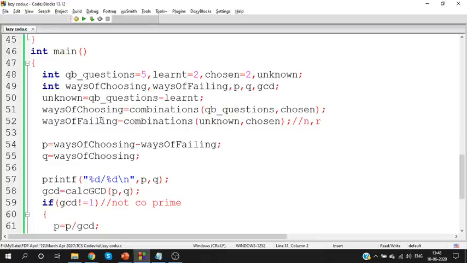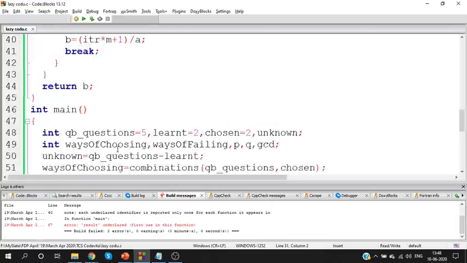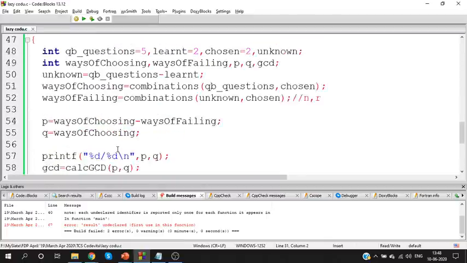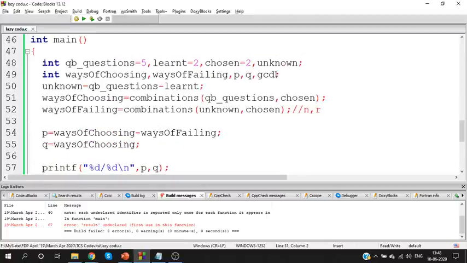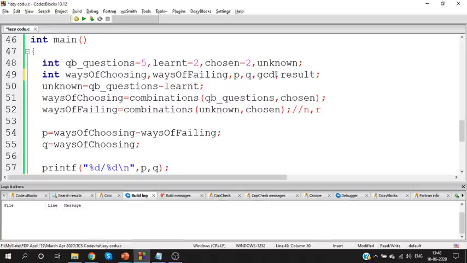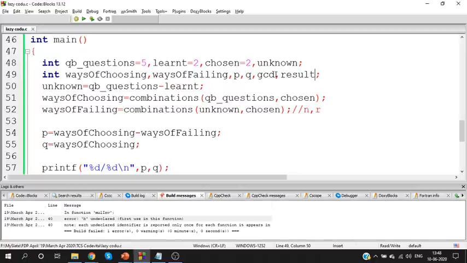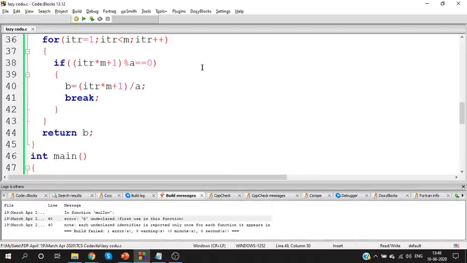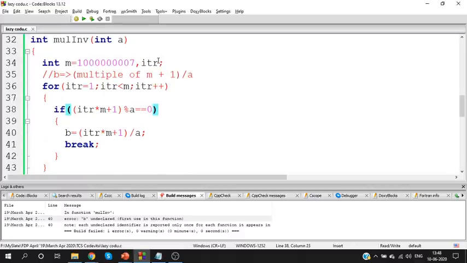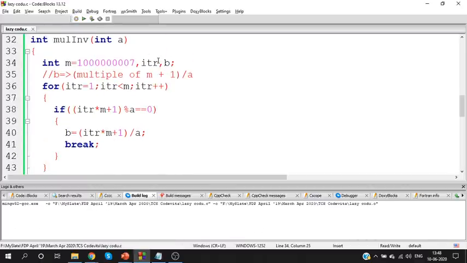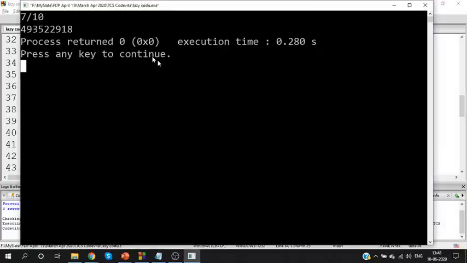okay, some error. What is it? Result is undeclared. Okay, here in main I haven't declared result. So declare result. Okay, and here inside the function B is undeclared. Sorry about that. Declare B. Take a look at the output. You get the modulo value.